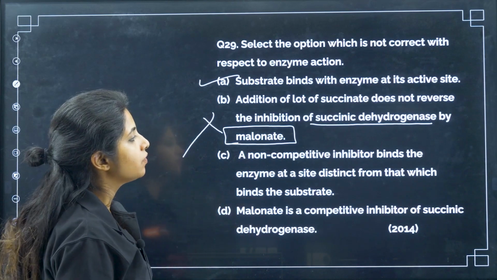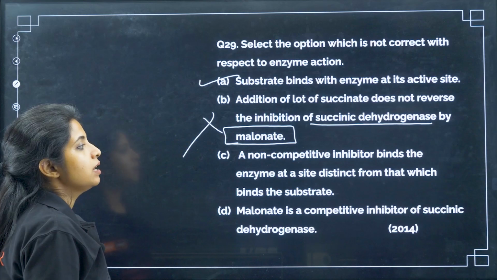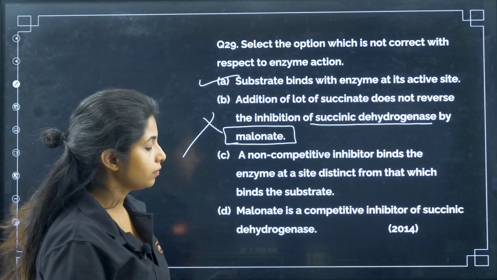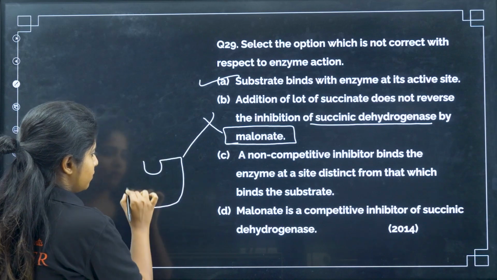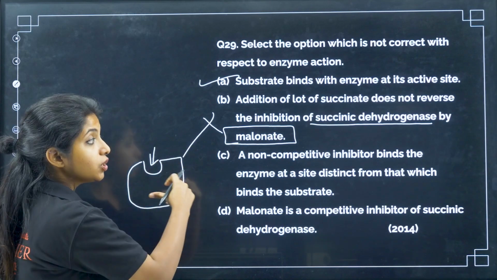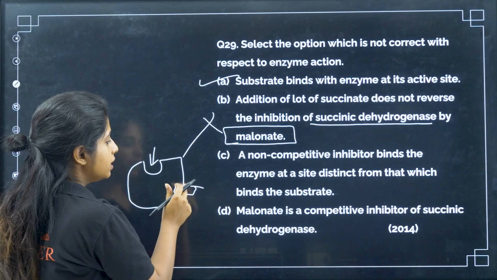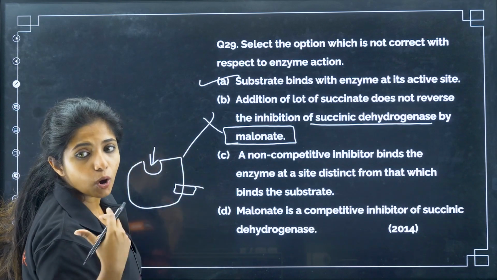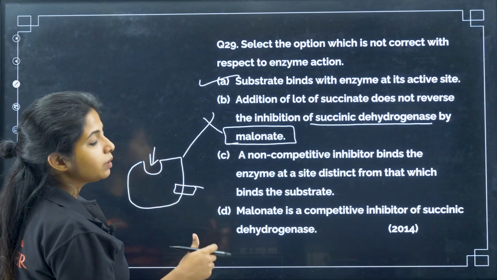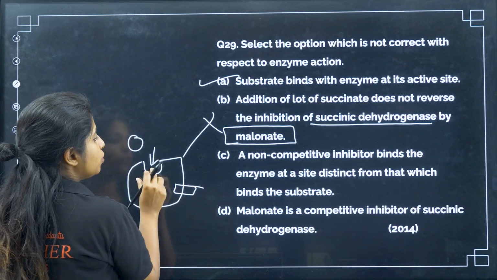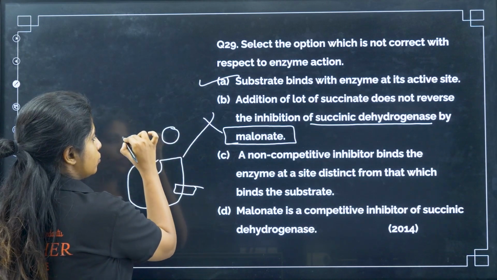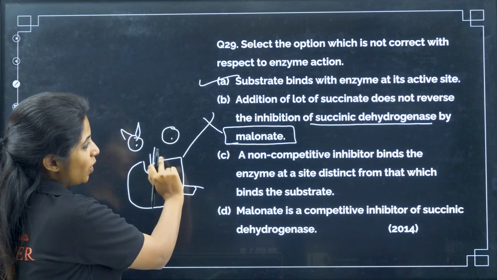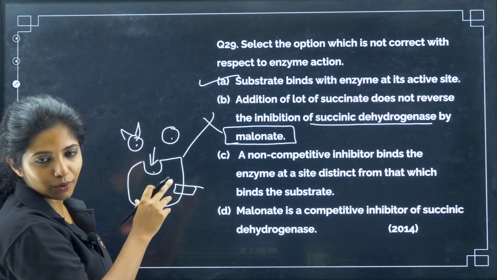Now, a non-competitive inhibitor binds the enzyme at a site distinct from that which binds the substrate. For example, over here you have this site where it binds with the substrate. A non-competitive inhibitor will come and bind somewhere here and change the entire structure, and basically does not allow this substrate to bind over here. That is how a non-competitive inhibitor works. If it is a competitive inhibitor, it will have the same structure, and it will try to come and bind over here, competing with the actual one. So this one is a Dracula, this one is a normal one. This is malonate, this is succinate, and this is succinic dehydrogenase, if you're talking about this particular thing.